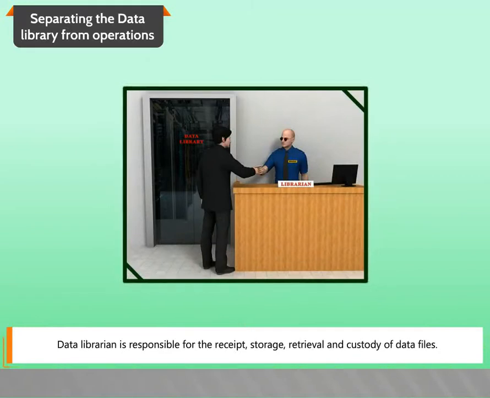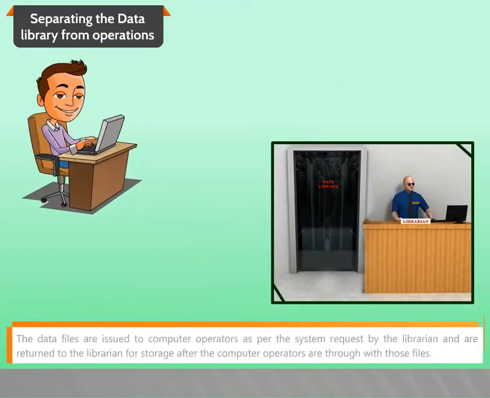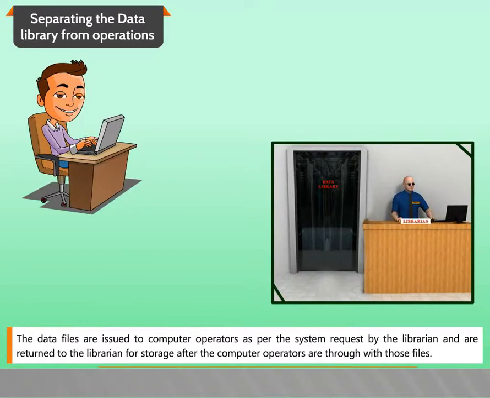Data librarian is responsible for the receipt, storage, retrieval, and custody of data files. The data files are issued to computer operators as per the system request by the librarian and are returned to the librarian for storage after the computer operators are thorough with those files.